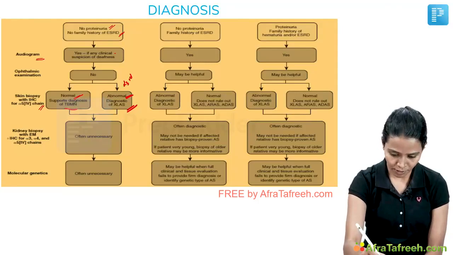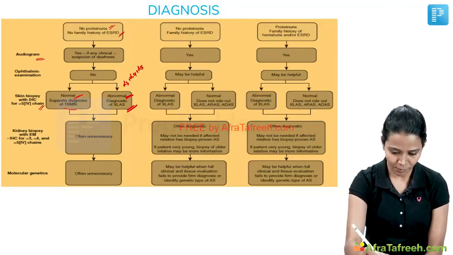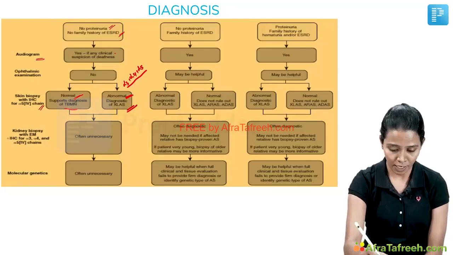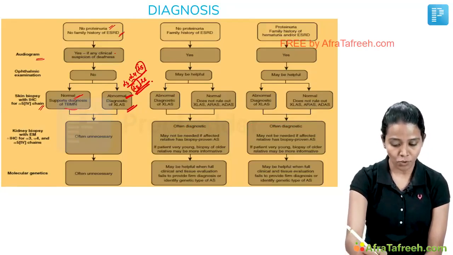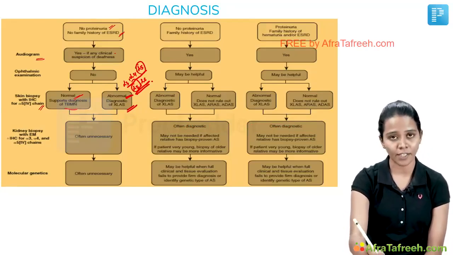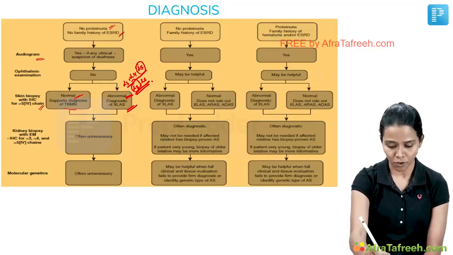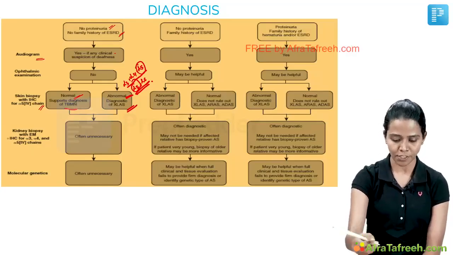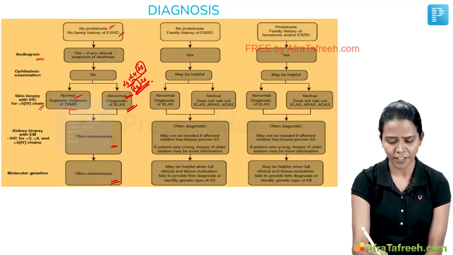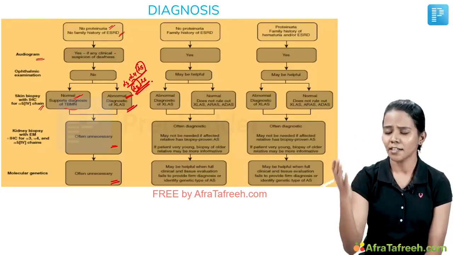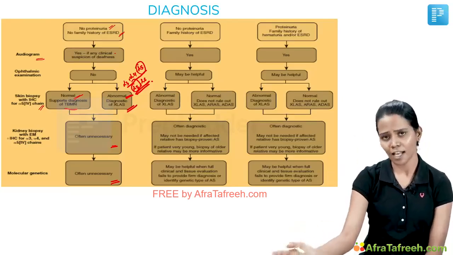The alpha chains present in the glomerular basement membrane are alpha 3, alpha 4, alpha 5, and in the epidermal basement membrane they are alpha 5, alpha 6. So alpha 5 is common to both. So here, if alpha 5 is absent, then it is diagnostic of X-linked Alport syndrome. Then kidney biopsy is often unnecessary, and molecular genetics also is unnecessary, because if alpha 5 is absent and the patient has deafness and CKD, it is Alport syndrome.